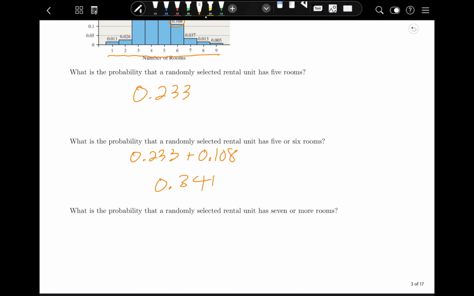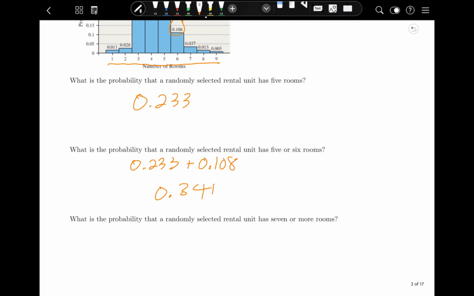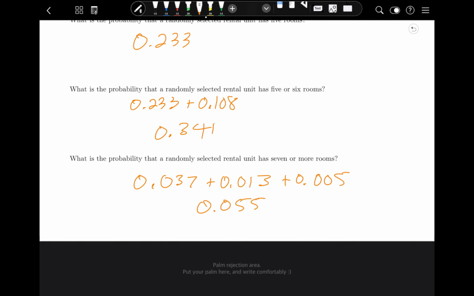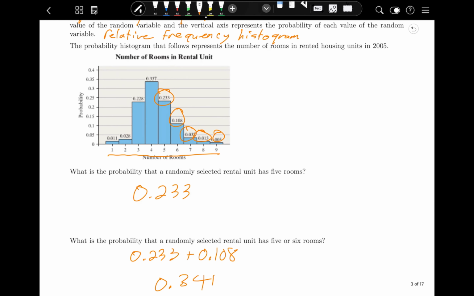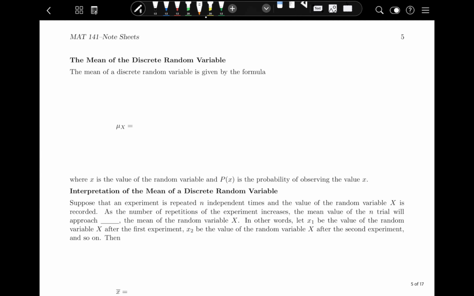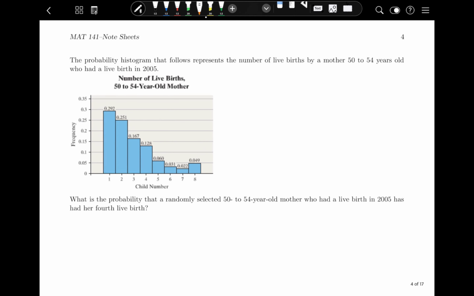What is the probability that a randomly selected rental unit has 7 or more rooms? That just means we need to add anything that falls under the heading of 7 or more. So that's 0.037 plus 0.013 plus 0.005, and when we add those together, we get 0.055. That's all there really is to that. It's just reading a histogram, which we've practiced doing in previous chapters. So why don't you go ahead and pause the video for a second and try doing the same thing here.